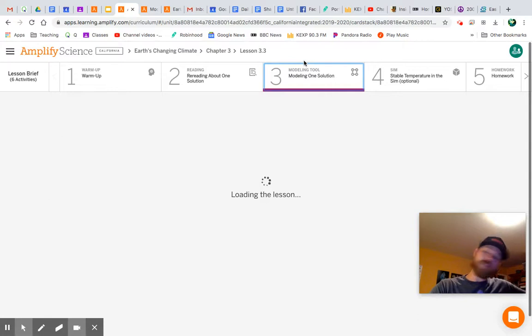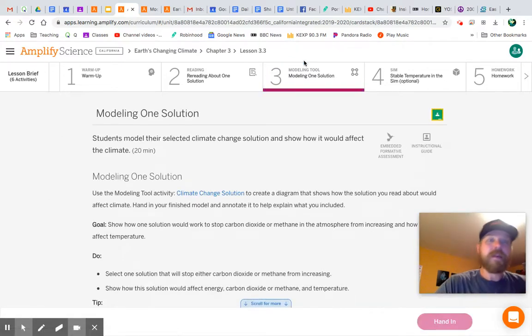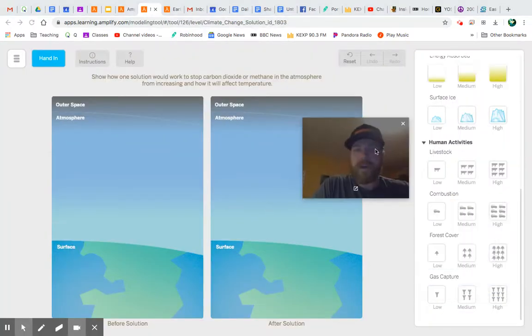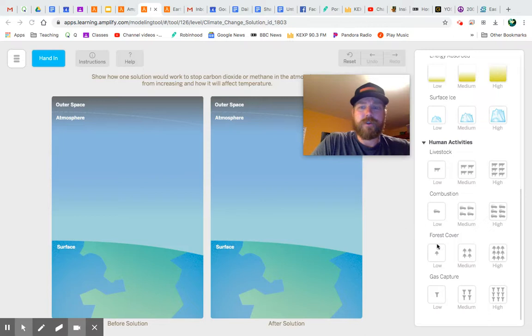Which one did you read about, I wonder? Now we're going to move to the modeling tool. What you're going to do with the modeling tool is model that solution. I have the modeling tool set up right over here. Let's say one of my solutions was increase forest cover. Okay, great. Look at my model. I can show that now. So let's say I have it set to low.